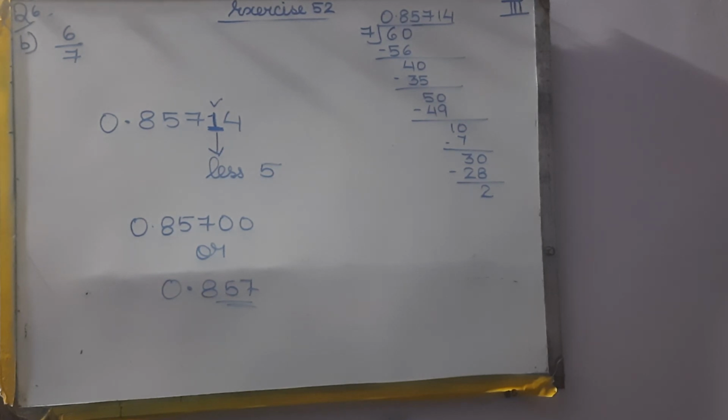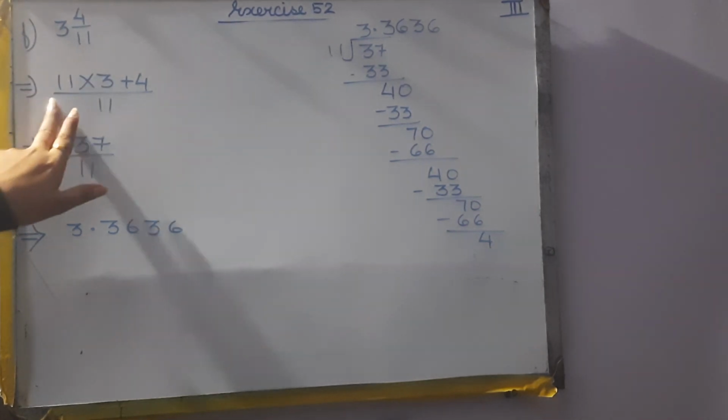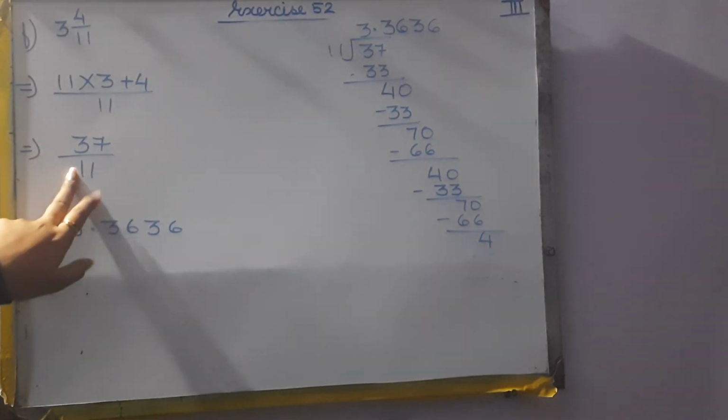Children, C mark as homework, D we have cut, and E mark as homework. C and E will be homework. Now next F, the sixth one, it is given as a mixed fraction. Convert this into a fraction. So 11 threes are 33 plus 4 will be 37 by 5.